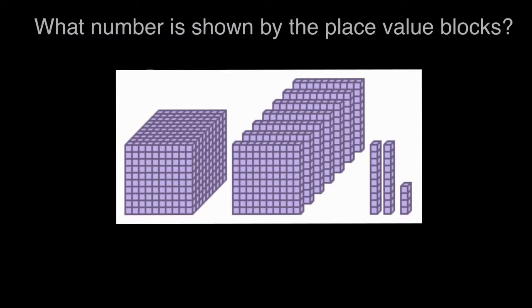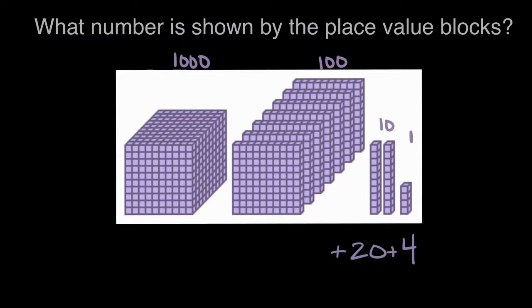For this one, I encourage you to pause the video and see if you can figure out on your own what number is represented by the place value blocks. And now we can look at it together. Let's remember this is ones, tens, hundreds, and thousands. So looking at our ones, we have 1, 2, 3, 4 ones. 4 ones plus 1, 2 tens, which is 20. 10 plus 10 is 20.